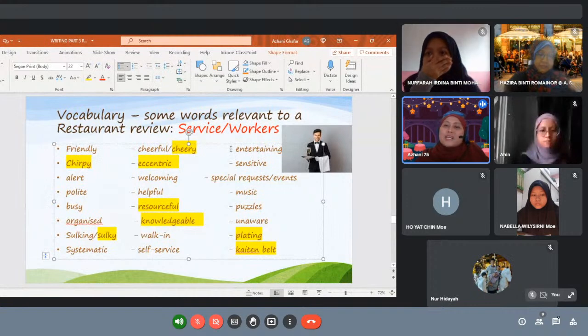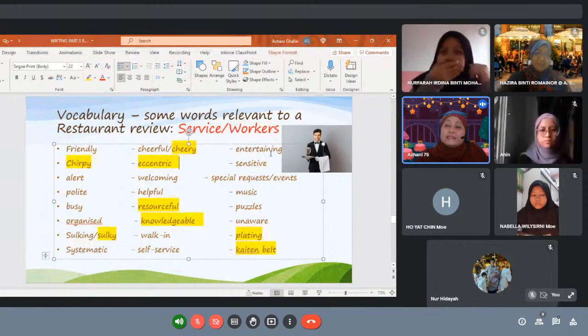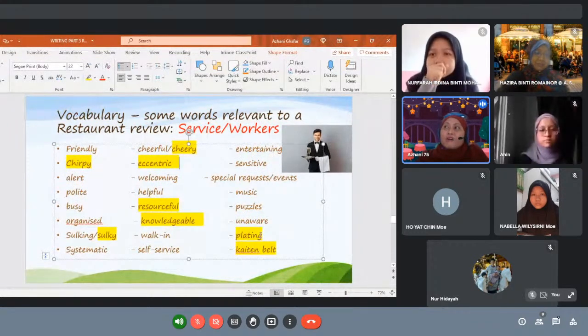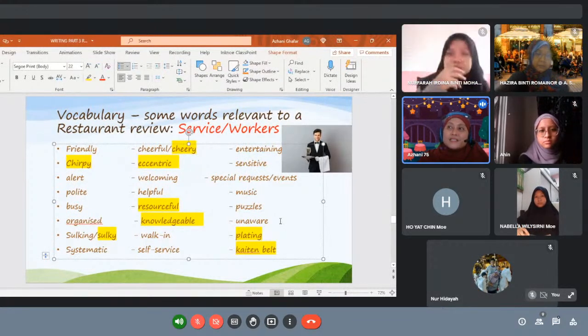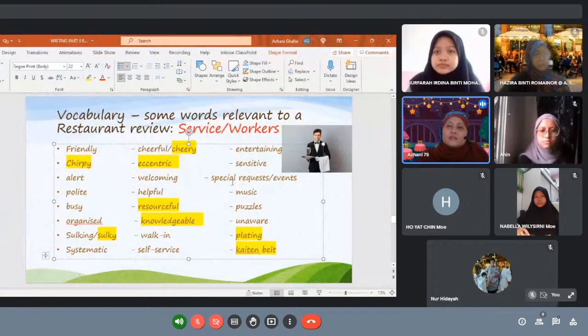Entertaining. Is the worker or staff, the waiter, entertaining? Has a special kind of character. Maybe for some places they can entertain some special requests or events. For example, the waiters can sing to you if your family wants to give you a surprise cake or something for your birthday. Does the restaurant provide live music, or do they play music over the PA system, or do they have a live piano player? Okay, puzzles.